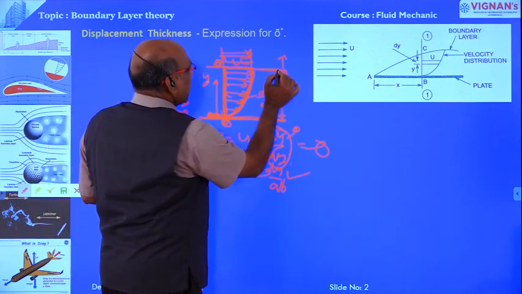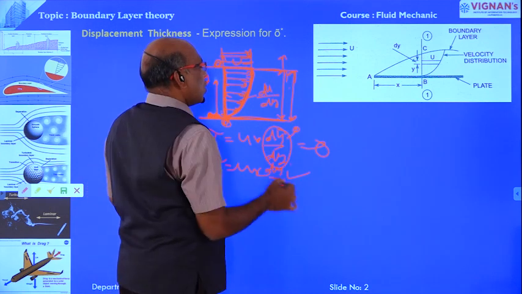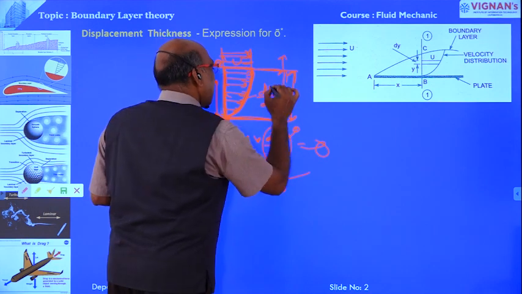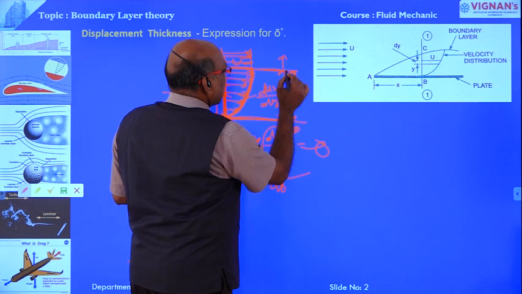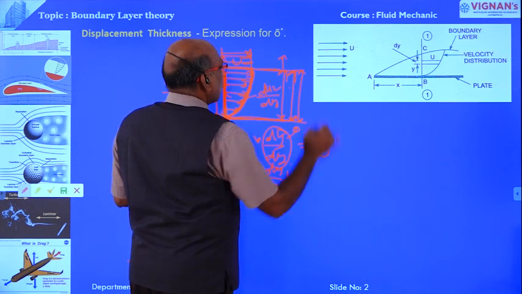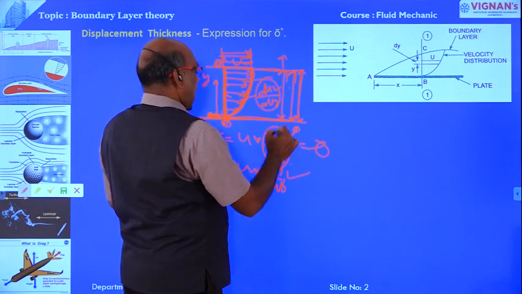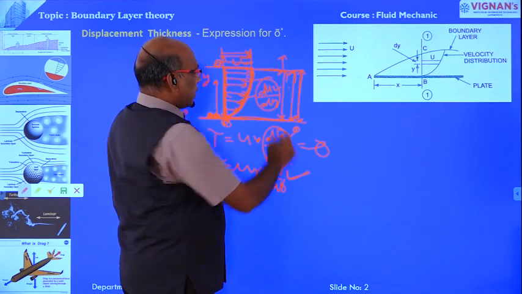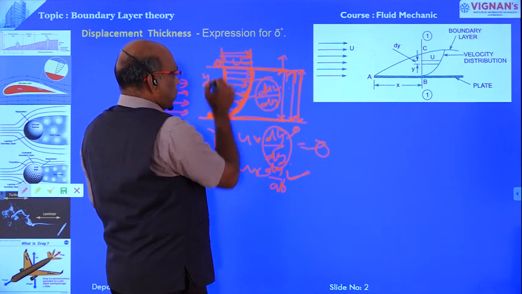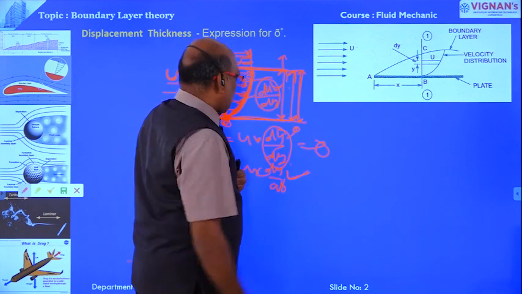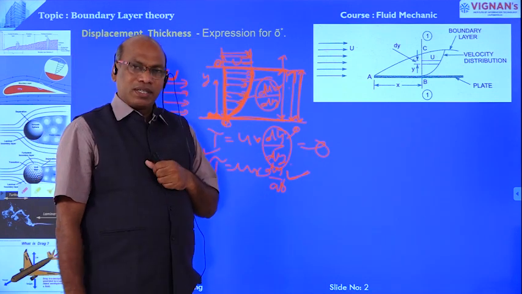Within the boundary layer, the velocity varies from 0 to u, the free stream velocity, and du by dy exists. Therefore, within the boundary layer, there is a velocity gradient and also shear stress. Because within the boundary layer, the velocity gradually increases with respect to depth, velocity gradient exists, so shear stress also exists.